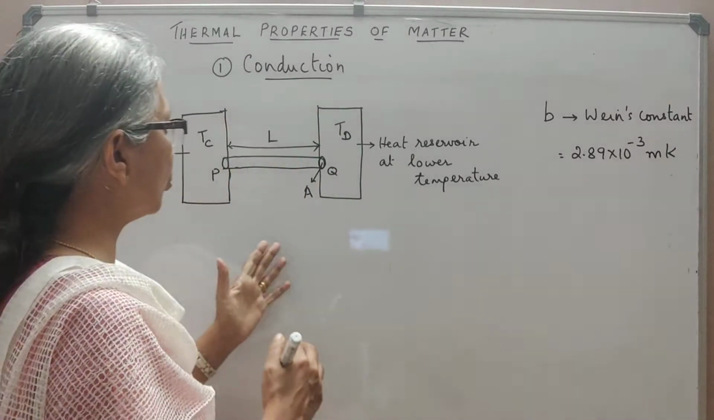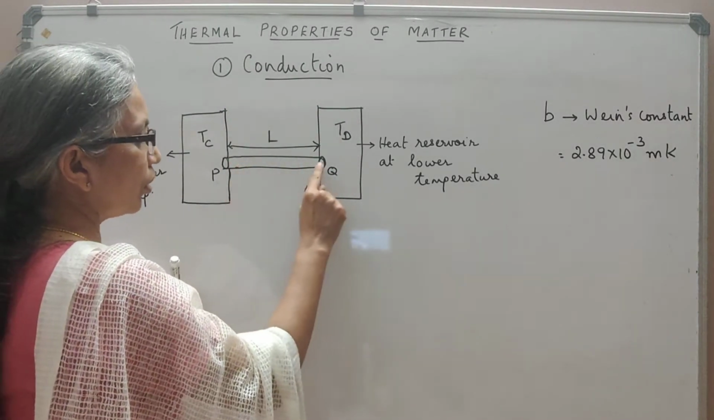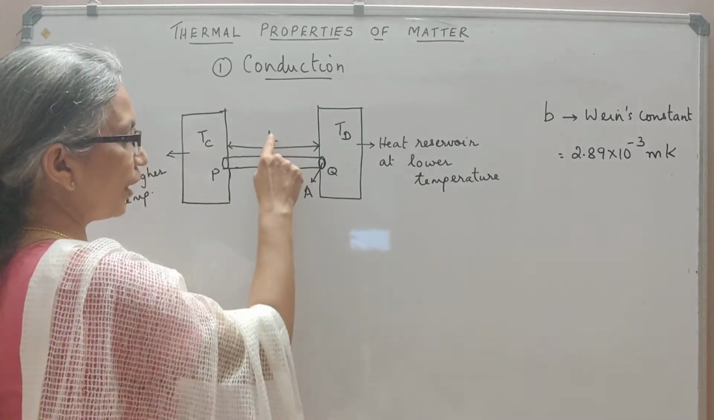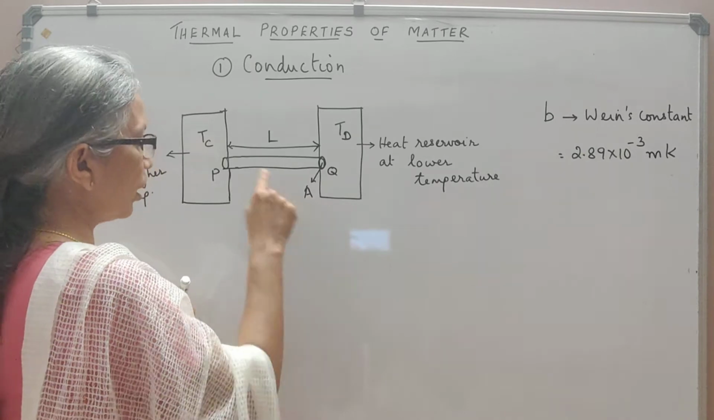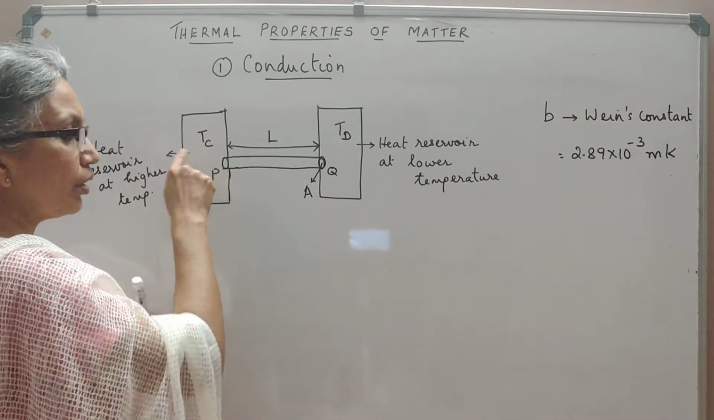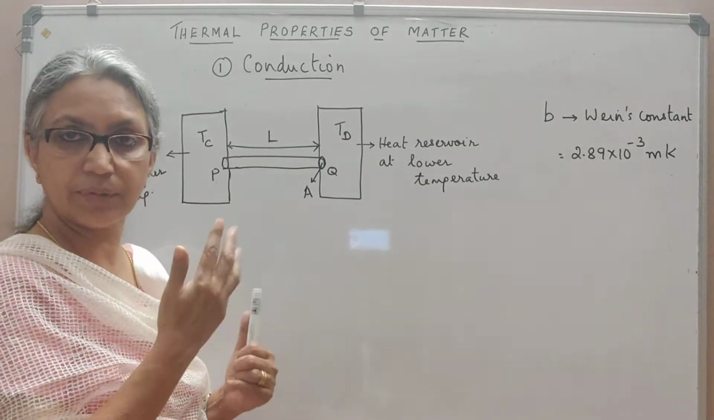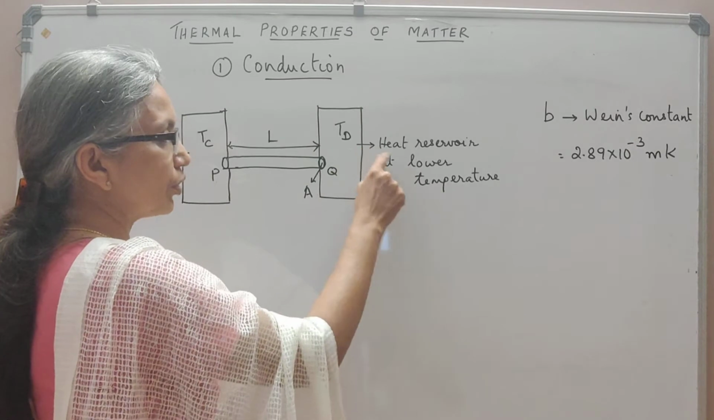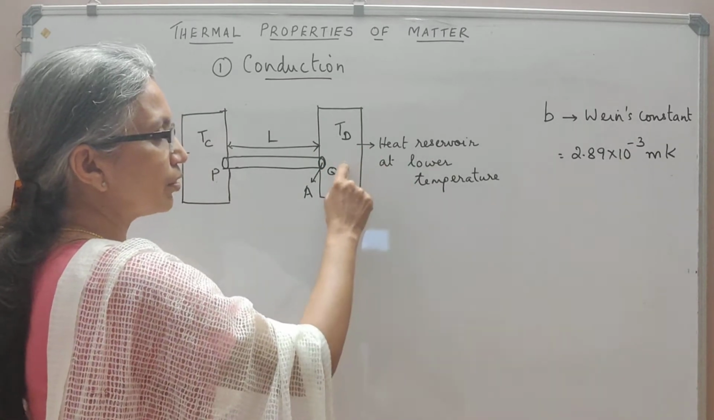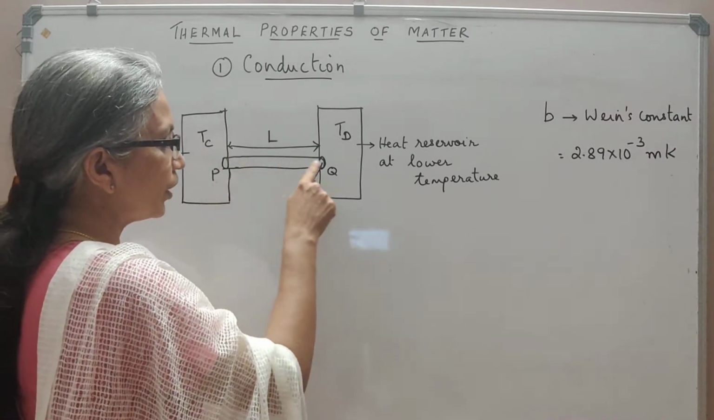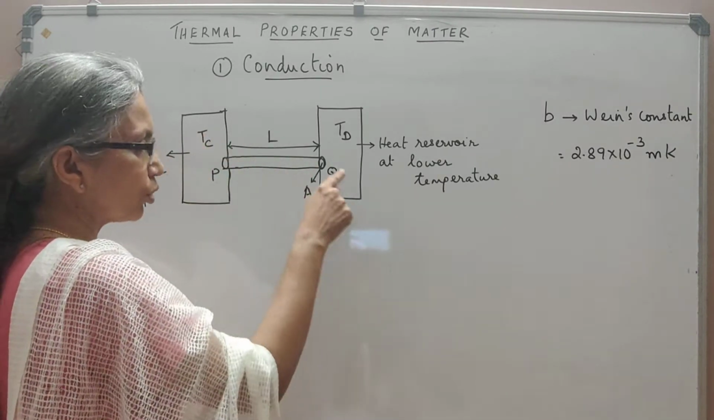Now here what I have shown you is a metal rod PQ of length L and area of cross section A. One end of the rod is at a higher temperature. It's in a heat reservoir at a temperature Tc, Tc being the higher temperature. And the other end of the rod is at a lower temperature, Td, in a heat reservoir at a lower temperature. So because this end is at a higher temperature, heat will flow from P to Q.